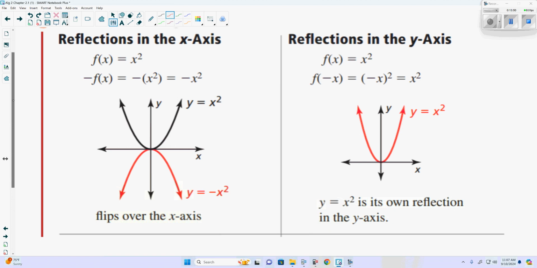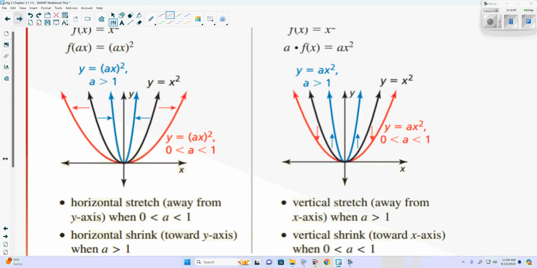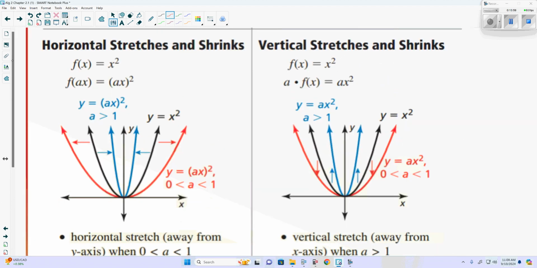If b is negative, or the negative is in front of the x inside the parentheses, it's a reflection across the y-axis. The other two things we have are horizontal stretch and shrink, and vertical stretch and shrink.